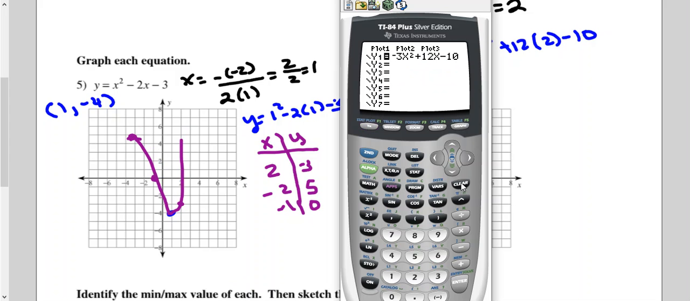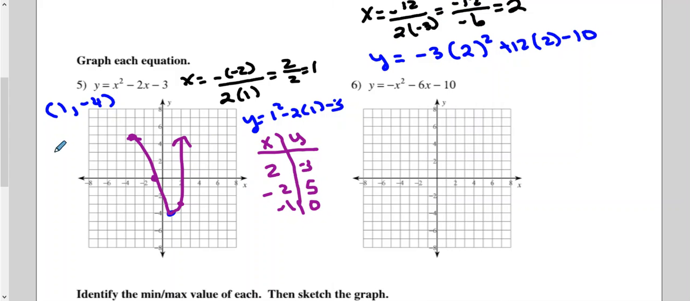All right, so let's check it in our calculator. So you have x squared minus 2x minus 3. Graph it. I'm going to go to my table. So 2 goes to negative 3, yeah. Negative 2 goes to 5. And negative 1 goes to 0. Well, I guess that's right. It's just my graph is off.